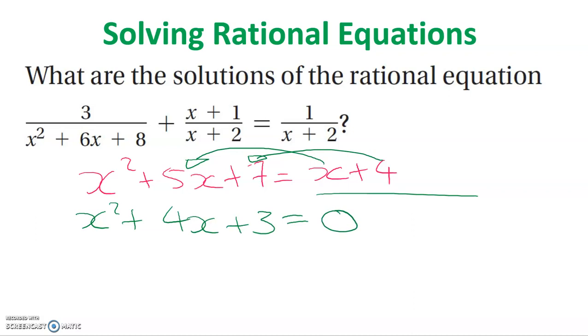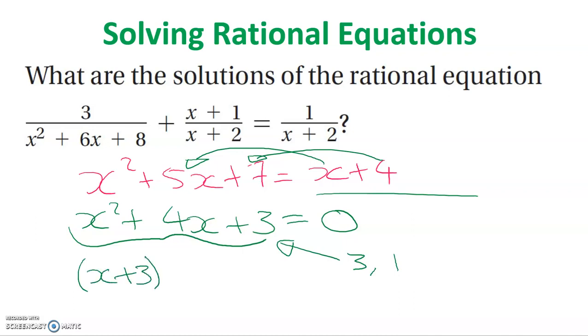So now to find x when something is equal to 0, we're just going to factor. So I need 2 factors of 3 that add up to 4, and that's just 3 and 1. So we end up with x plus 3, x plus 1, all equal to 0, which means x equals negative 3 and negative 1. However, we do have to bear in mind any restrictions on x.